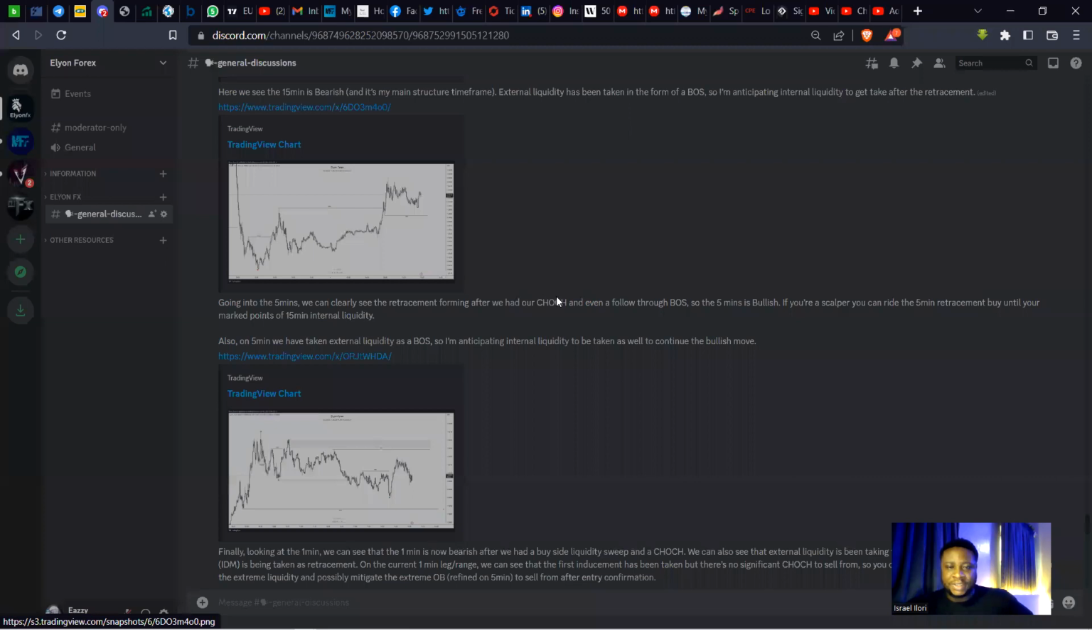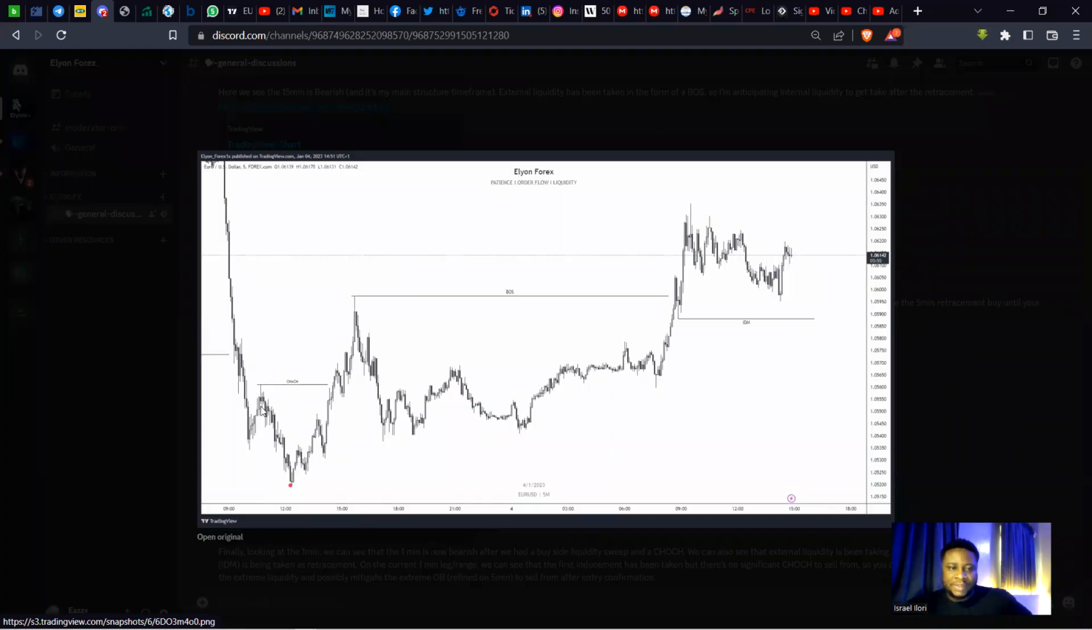So let me open the chart to show you. You can see this was the change of character I marked, and this was the break of structure, and this was the inducement I was talking about. This was the inducement I had marked out as my internal liquidity. Remember, we have taken out external liquidity. We are now expecting price to take out internal liquidity. That's why I had this low marked as my first point of inducement.